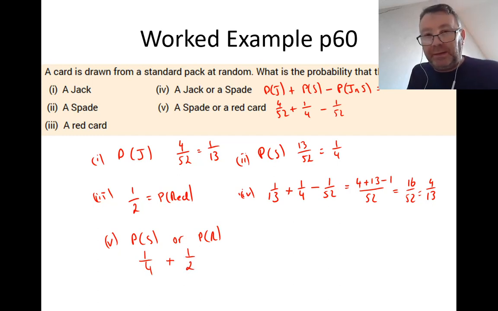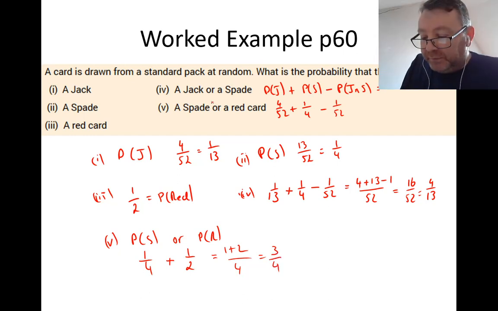However, can I get a red spade? And the answer is no, because all spades are black. So these 2 don't occur together, so we don't have any overlap. Therefore, we will not be counting these twice. We don't have any intersection to take away. So all we've got to do there is add these together. Common denominator, obviously, is 4. So that's 1 plus 2, which will give you 3/4.